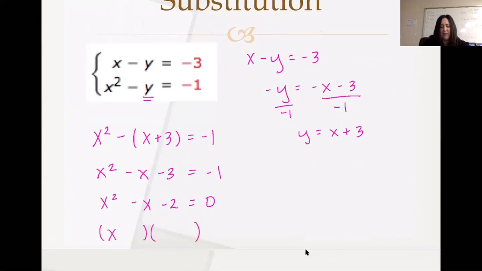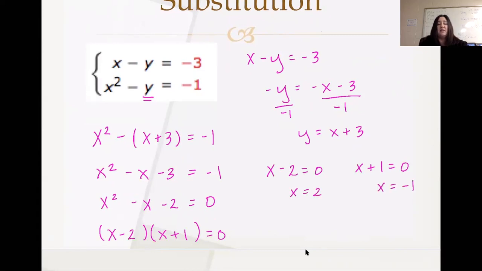And we would have x minus 2, x plus 1 equals 0. So then we get x minus 2 equals 0 or x plus 1 equals 0. We set each factor equal to 0. We get x is 2 and x is -1.